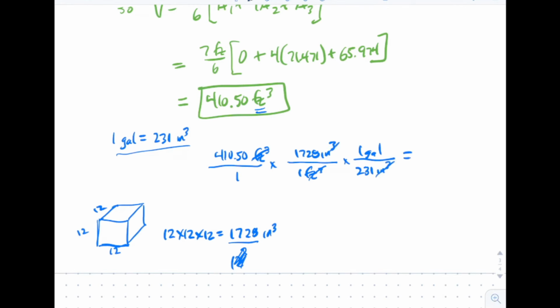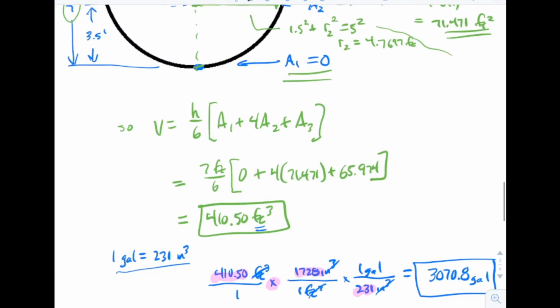We got gallons. So on your calculator, you take 410.50. You multiply by 1728, and then you divide by the 231, right? And you would end up with 3070.8 gallons. That's over 3,000 gallons in there, folks.